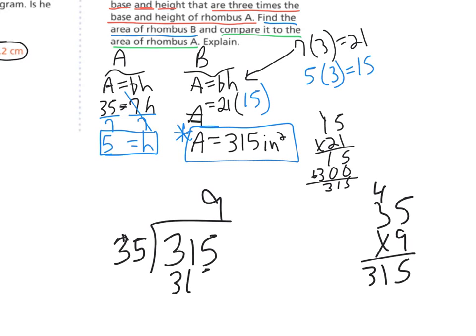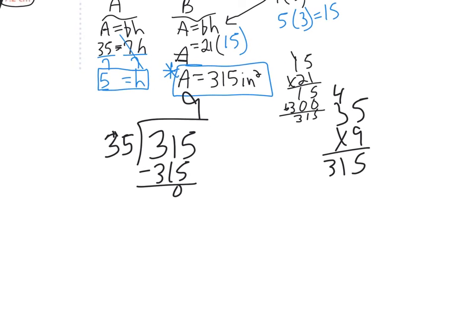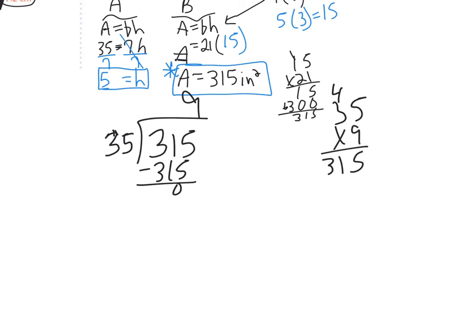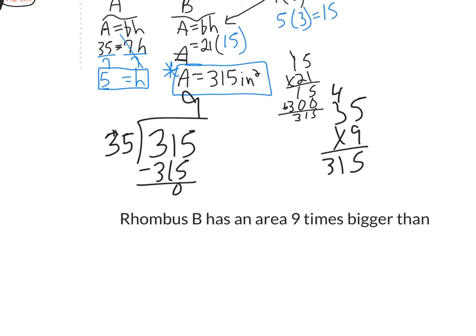Bingo. So 9 times. So what that means is that we could say rhombus B has an area 9 times bigger than rhombus A.